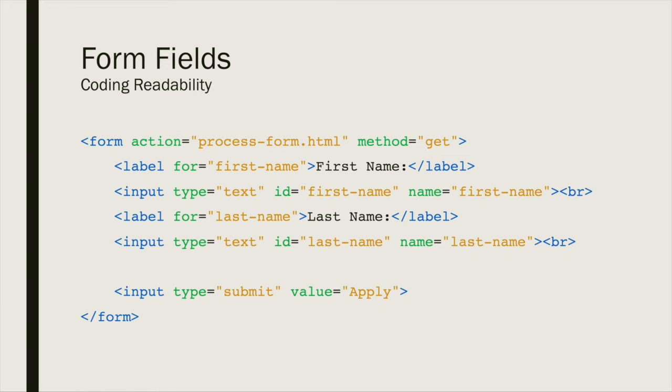Method is get, which means it's going to process in the URL. You have two labels and two input types. Don't forget that the for should match the ID, and the ID and the name should match. Then you have a submit button, so that way it can actually be submitted to a form processor.